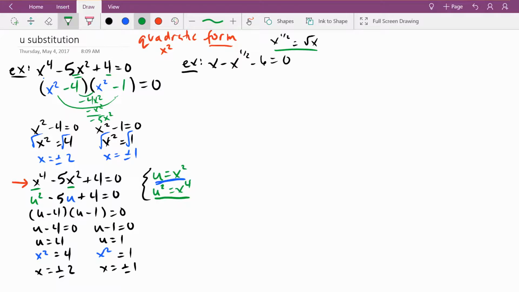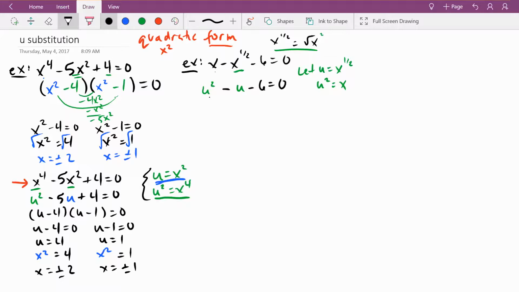Again, we're going to let U be this middle guy here. So we're going to let u equal x to the 1/2. Well, then what would u squared be? If I square both sides, x to the 1/2 squared, radical x squared is simply x. Now I'm going to plug in my u's. U squared is x, and x to the 1/2 is u.